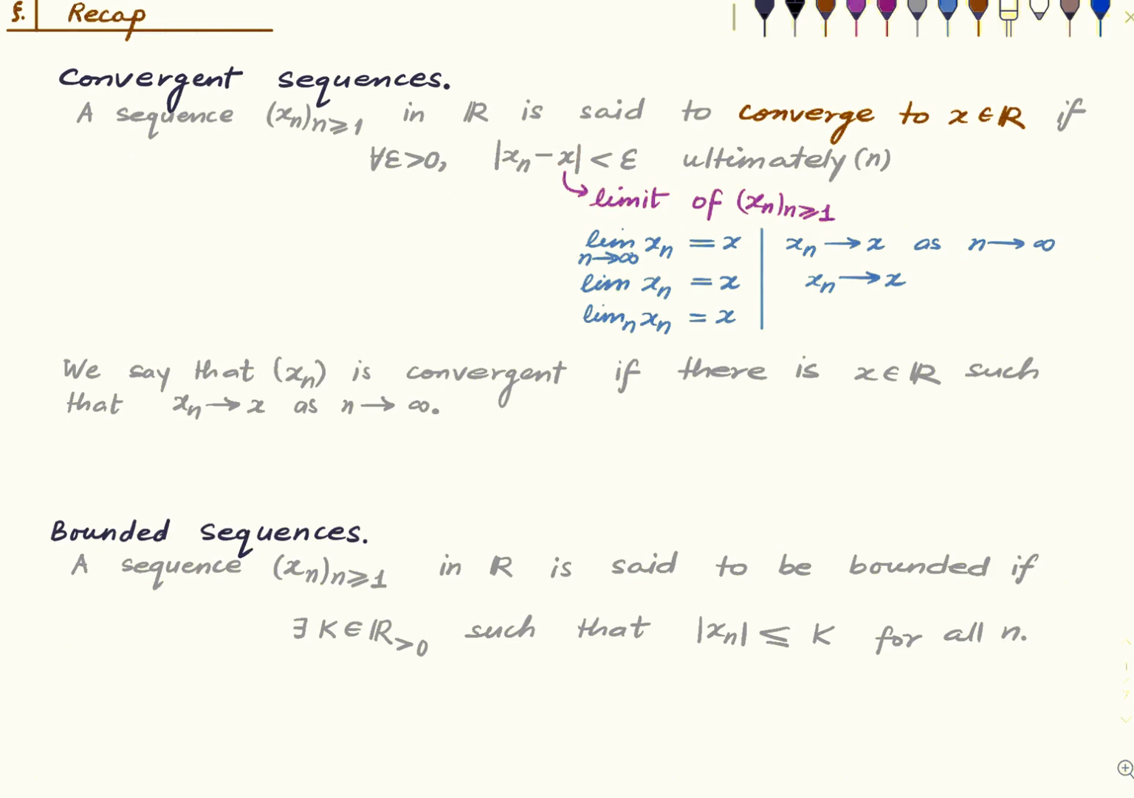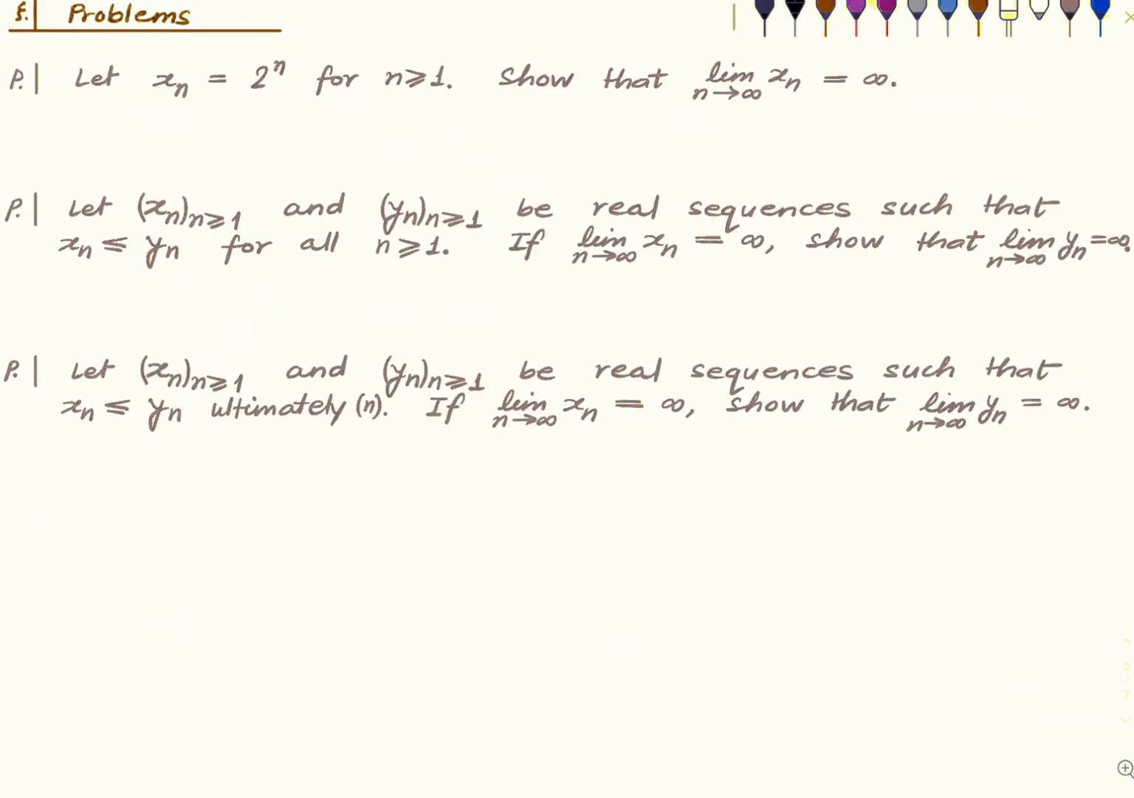Okay, let's also recall the notion of a bounded sequence. A sequence xn in R is said to be bounded if there is a positive real such that the absolute value of every element in the sequence is controlled by this positive real. So that's a very simple definition. And with that, let us continue. Here are some problems for practice. And now let us move on.